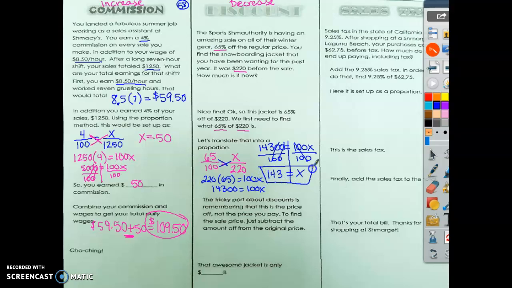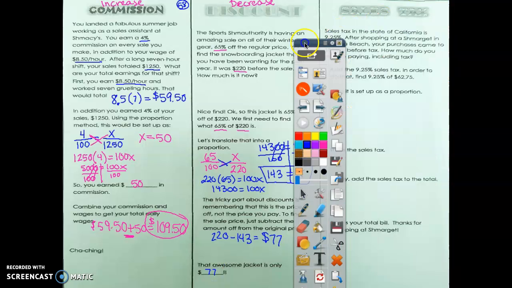$143. Well, what does that represent? $143. Is that how much we pay? Let's look. The tricky part about discount is remembering that this is the price off, not the price you pay. So again, this is how much we take off of the original value. We subtract this much. So to find the sale price, just subtract the amount off from the original price. So 220 minus 143, which gets us $77. That awesome jacket is only $77. Go ahead and buy it. That's a pretty good deal.